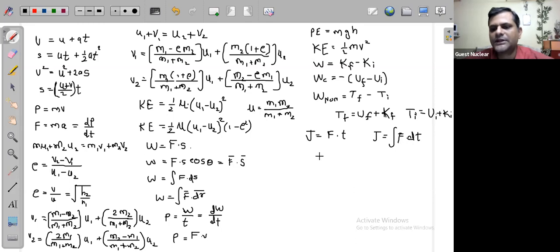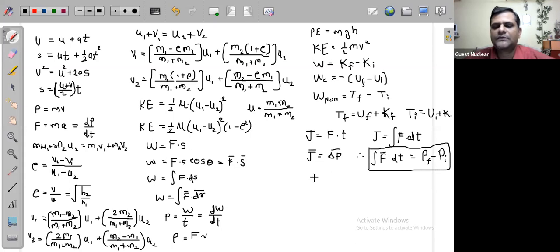And here the impulse momentum theorem tells us that the impulse exerted by the force is always equal to the change in momentum. Remember, impulse is equal to the change in momentum. It can also be put in vector form. That means the impulse is the integration of F bar dot dt. This is the impulse, which must be exactly equal to the change in momentum. That means final momentum minus initial momentum. So this is called the impulse momentum theorem.